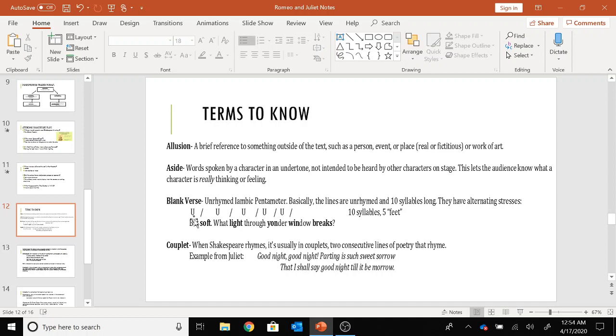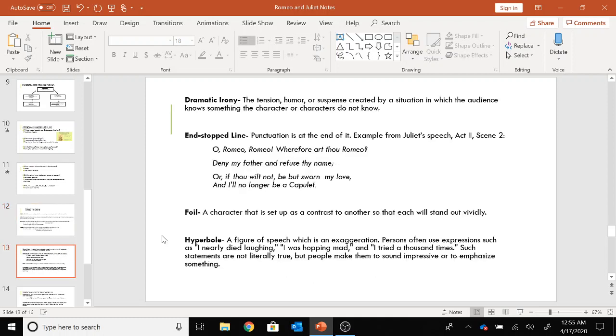It looks like this: the unstressed syllable followed by a stressed syllable. Okay? Broken down, there's five of them. One, two, three, four, five. So 10 total syllables, five feet that are in iambic pentameter, right? Pentameter, five meters, okay? And an iamb form. This is an iamb, the unstressed followed by the stress. That is very, very important for the test, that you're able to identify it and also know what it is.